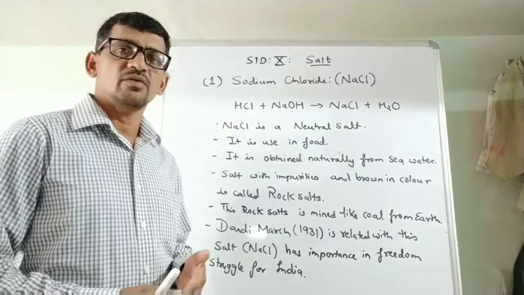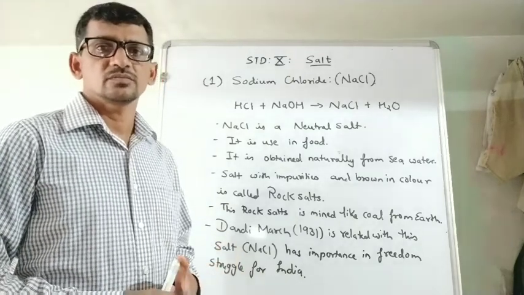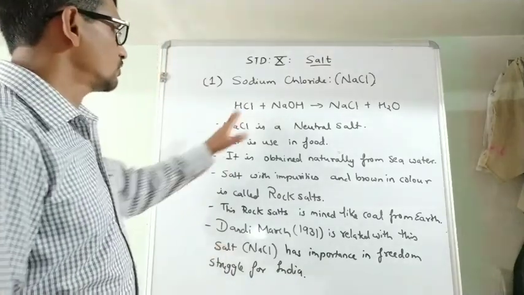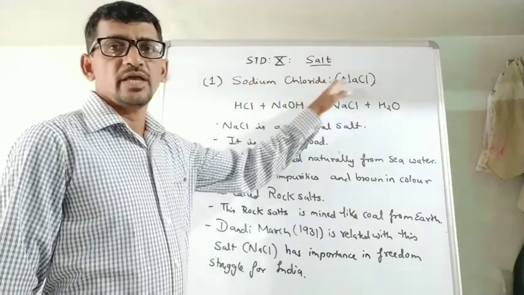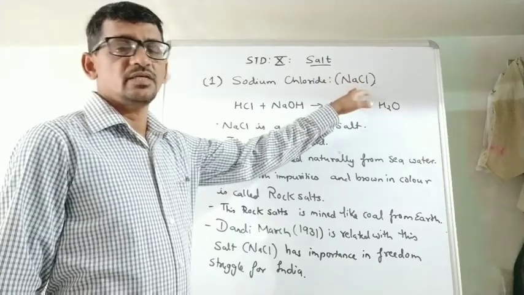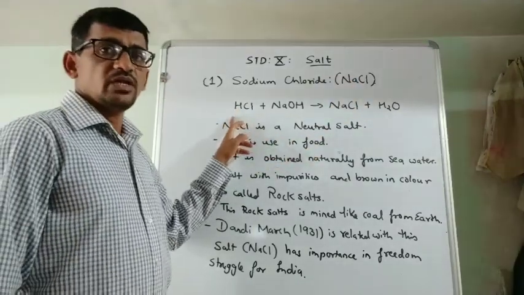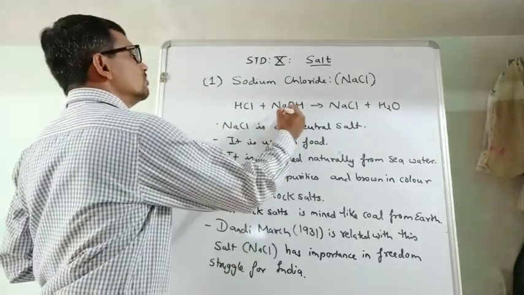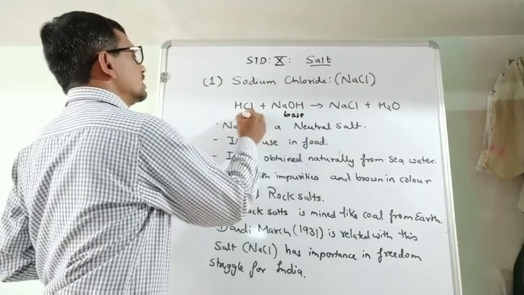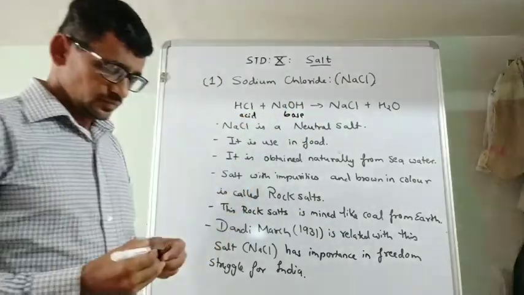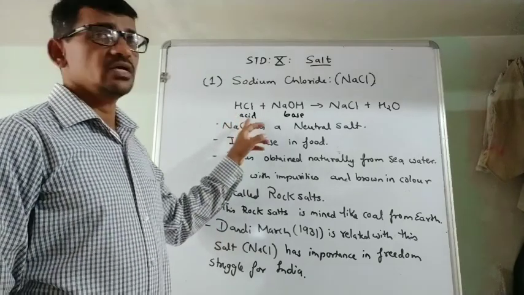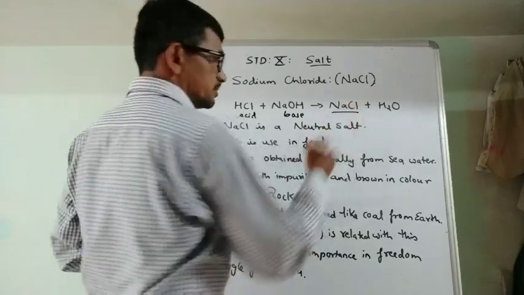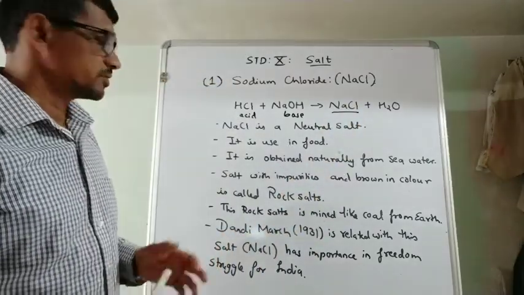Mainly, salt is prepared when acid reacts with base. Acid reacts with base, it gives salt and water. First of that is sodium chloride, NaCl. The formula is NaCl. This salt is prepared when hydrochloric acid reacts with NaOH. This is the base, this is the acid. This acid, hydrochloric acid, when reacting with NaOH base, will give sodium chloride, NaCl, and water.